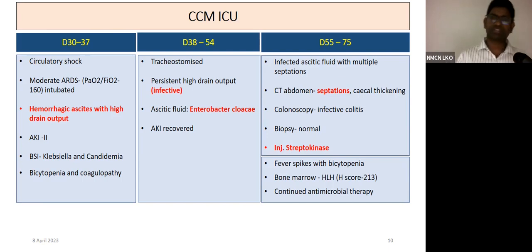The biopsy taken during this colonoscopy was normal, and injection streptokinase was instilled into the ascitic cavity. Apart from that, the patient had fever spikes with bicytopenia, and bone marrow was done, which was suggestive of hemophagocytic lymphohistiocytosis. As there was an uncontrolled infection, we couldn't give steroids, and we continued conservative management. Gradually cell lines improved.